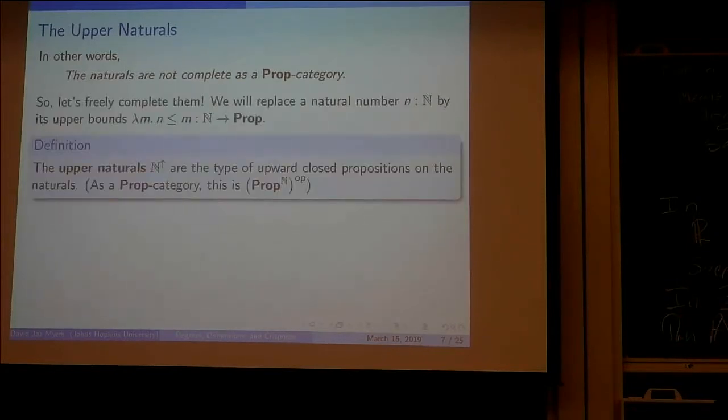So we can just complete it. We're going to take the Yoneda perspective. We're going to consider every number to be its upper bounds. So we define a number by what bounds it from above. And as a category, this will be the upper copresheaves, the completion category, the enriched category. More prosaically, the upper naturals will be the type of upward closed propositions on the naturals.